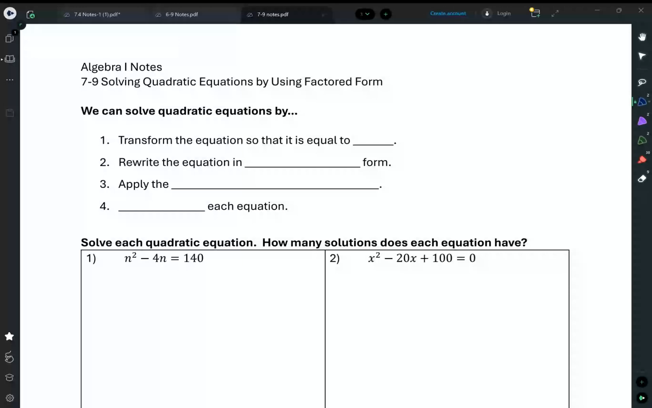Hello class, these are our Algebra 1 notes for section 7-9. Today we are solving quadratic equations by using factored form. So these are our steps.